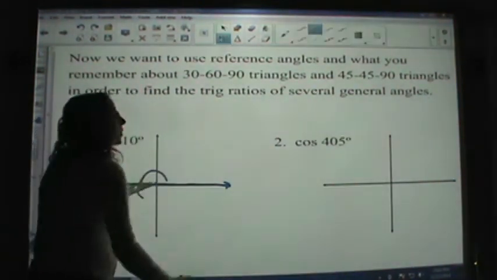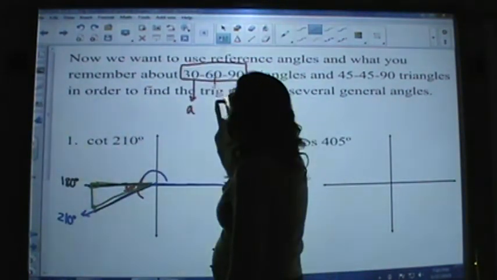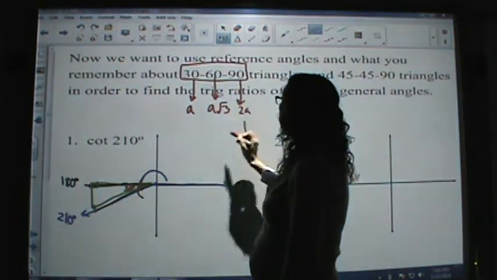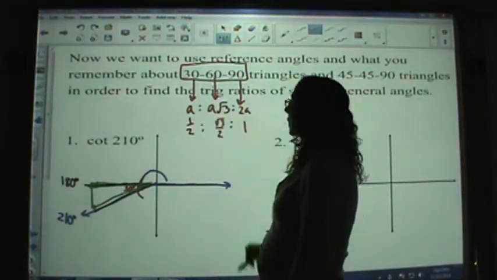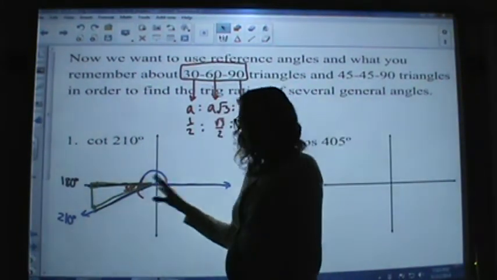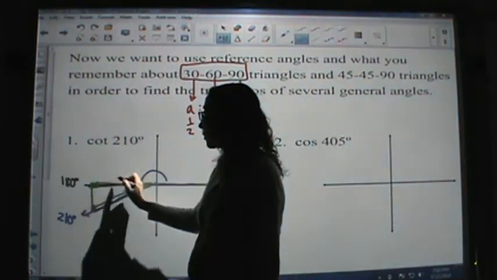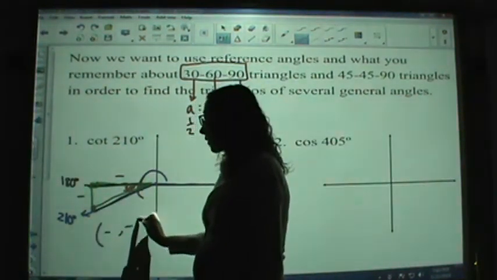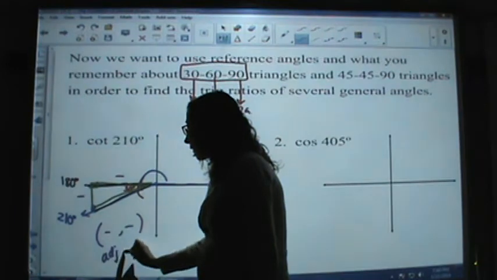So the reason it matters is because we're going to use the ratios for these special triangles. And again, you can go with a, a root 3, 2a, or 1, 1/2, and root 3 over 2. It doesn't matter. It'll shake out the same in the end. But what does matter a lot is that you're paying attention to where you are. So to get to this point, we have gone to the left, which is a negative move, and then we've gone down, which is also a negative move. In quadrant 3, you're going to get negative, negative, as we've discussed. Negative, negative is adjacent, opposite.